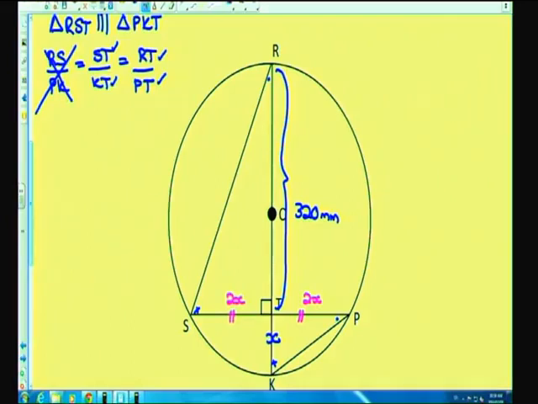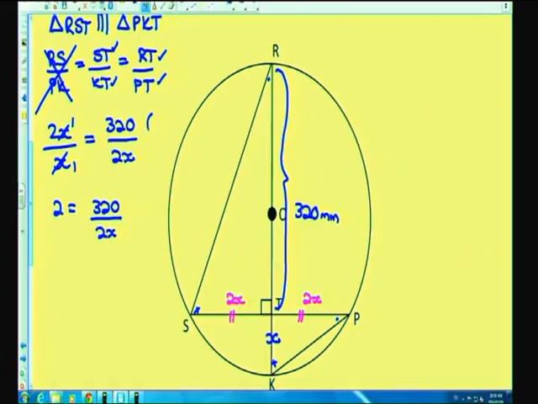So now we go back. ST was 2x. KT was just x. RT was 320. And PT was 2x. Now remember, the instruction was to solve for x. Well, we can see that x divides into that x. So we have 2 equals 320 over 2x. And by the way, the reason here would be similar triangles, or angle, angle, angle. That's what's happening over here, and as a result, the proportions happen. So now we can say that 4x is equal to 320, which means x is equal to 80.